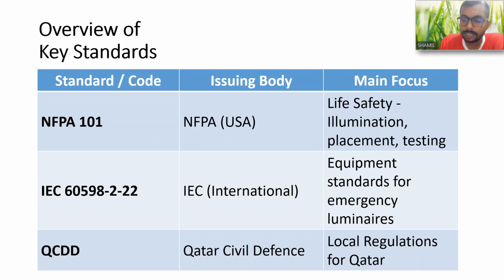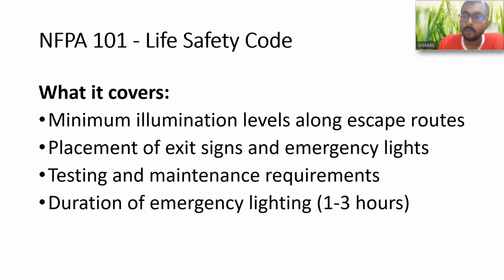Okay, so let us see what NFPA 101 has to offer us. What does it cover when it comes to emergency and exit lights? The first point is that it mentions the minimum illumination level that needs to be followed along the escape routes. That is number one. The second one is that it gives you the idea about the placement of the exit signs and the emergency lights.